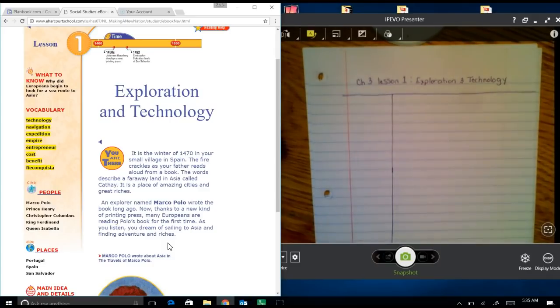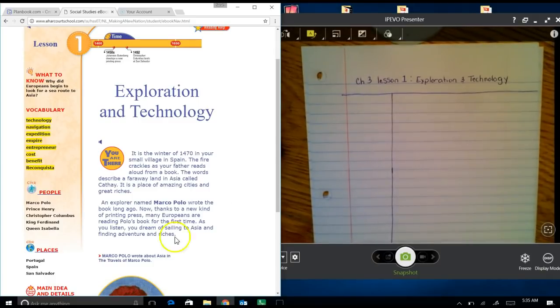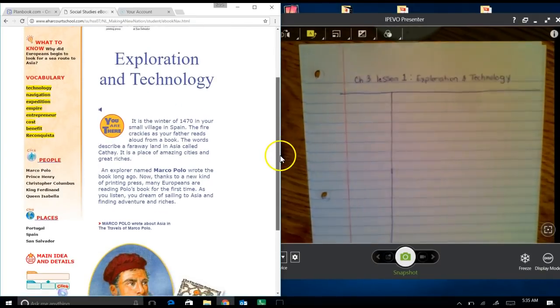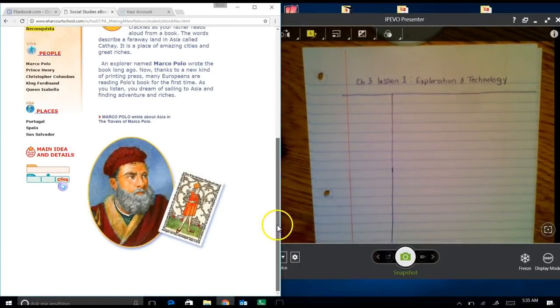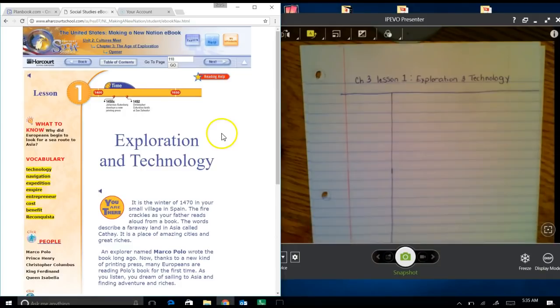Well, this is certainly an interesting part. What it really is just that introduction to give us an idea, get us in that piece of mind. Nothing we need to write down necessarily yet. We do have a picture of Marco Polo, but again, I don't think that's going to be necessary to write.